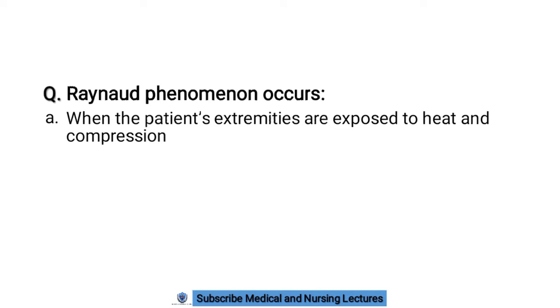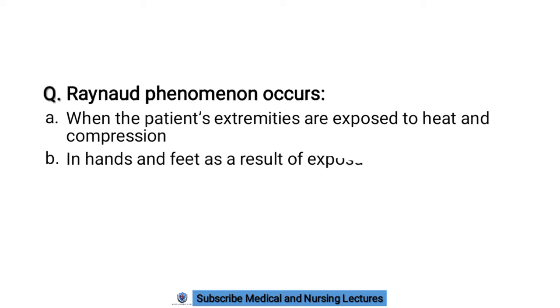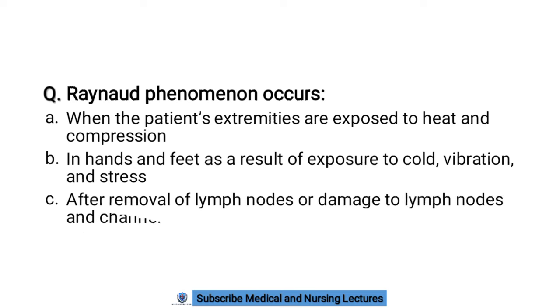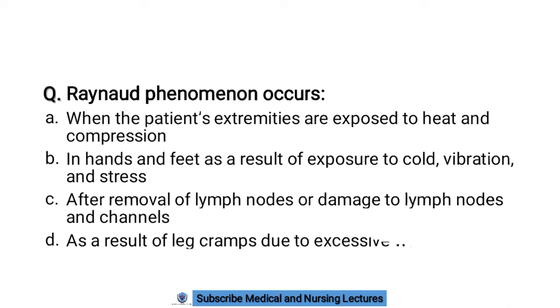Raynaud phenomenon occurs: option A, when the patient's extremities are exposed to heat and compression, option B, in hands and feet as a result of exposure to cold, vibration and stress, option C, after removal of lymph nodes or damage to lymph nodes and channels, and the last option is a result of leg cramps due to excessive walking or climbing stairs. The correct option is option B, in hands and feet as a result of exposure to cold, vibration and stress.